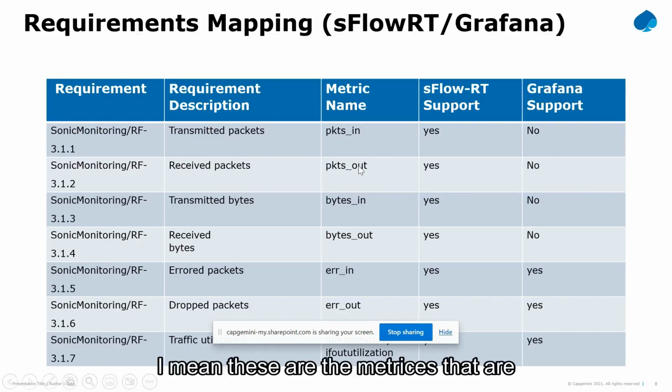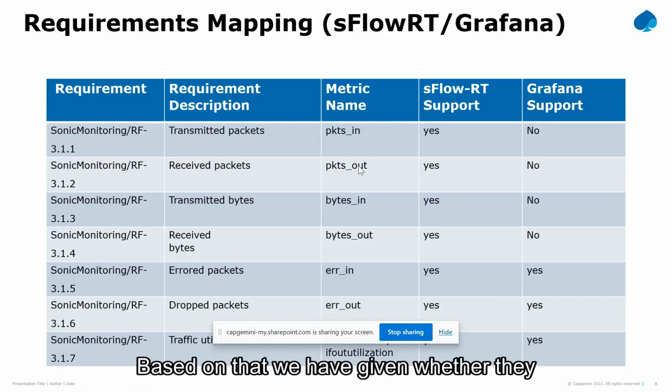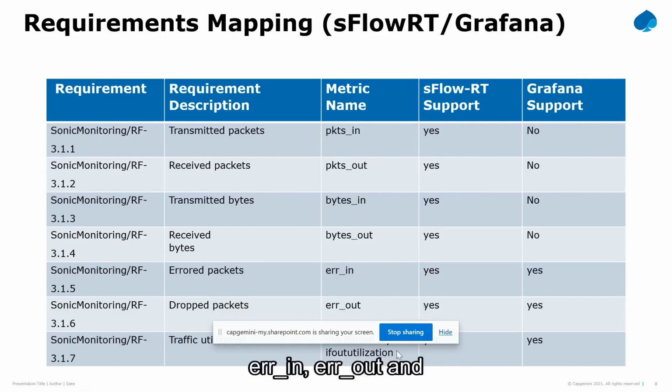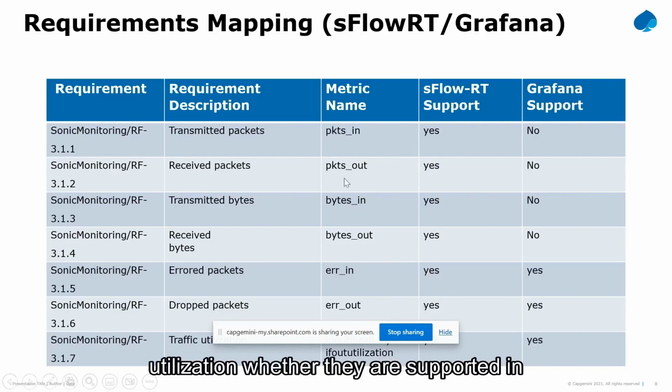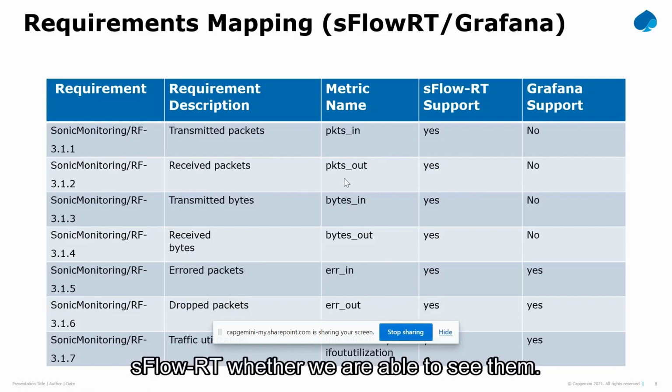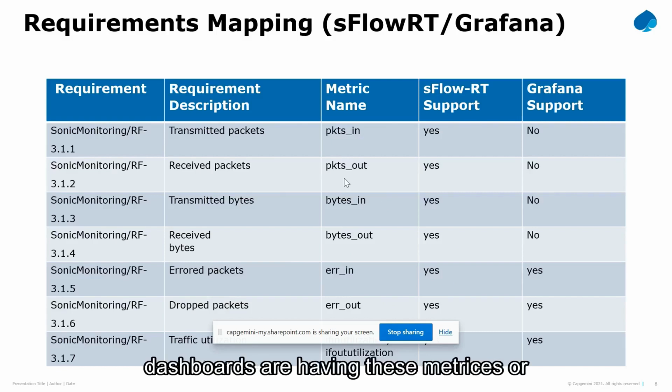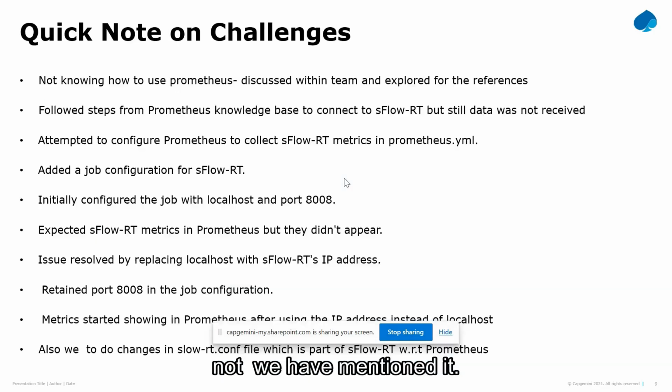These are the metrics that are supported in sFlow and Grafana. Based on that, we have given whether they are supported or not. So here the metrics are packets in, packets out, bytes in, bytes out, errors in, errors out, and utilization. Whether they are supported in sFlow, whether we are able to see this metric in sFlow that we mentioned, and Grafana. Here we are using existing dashboards, so whether the existing dashboards have these metrics or not, we have mentioned it.